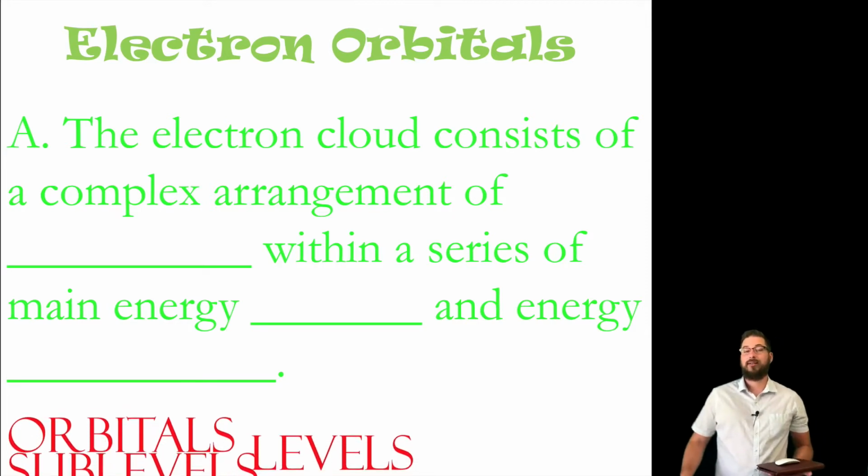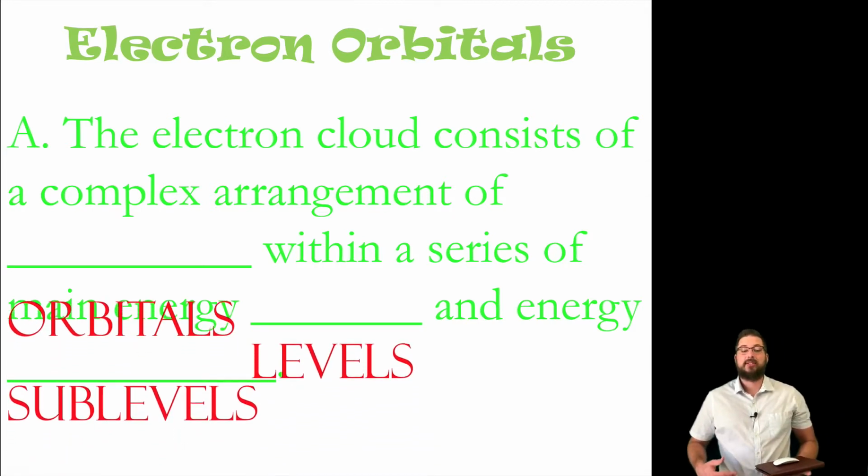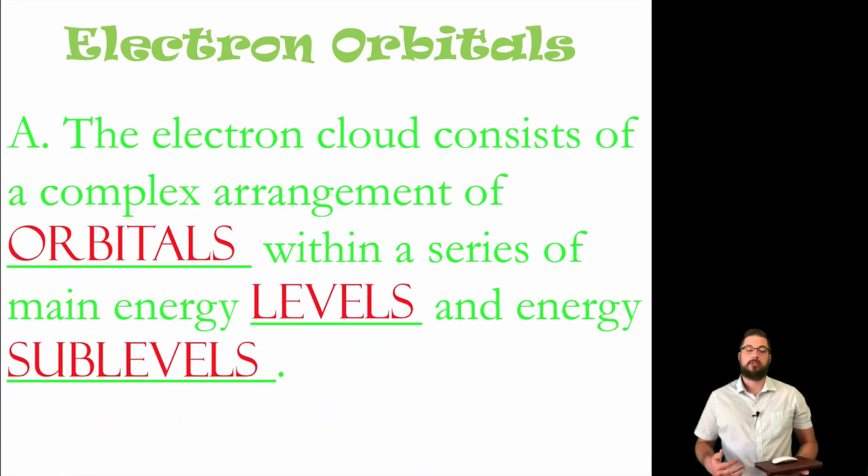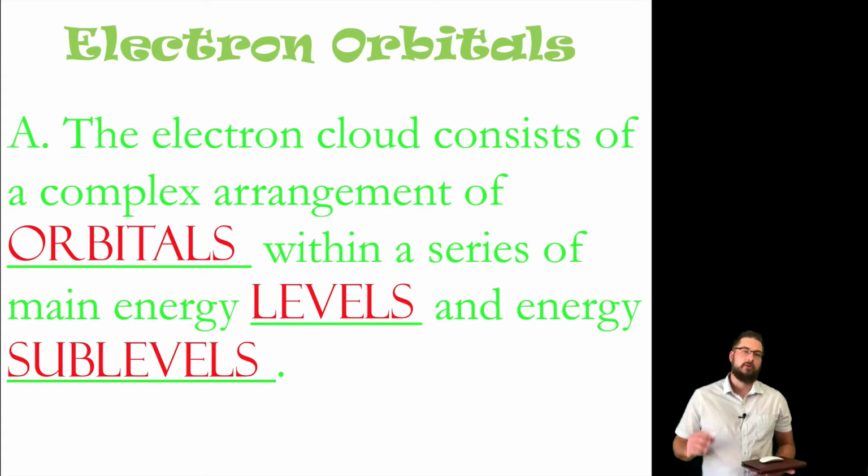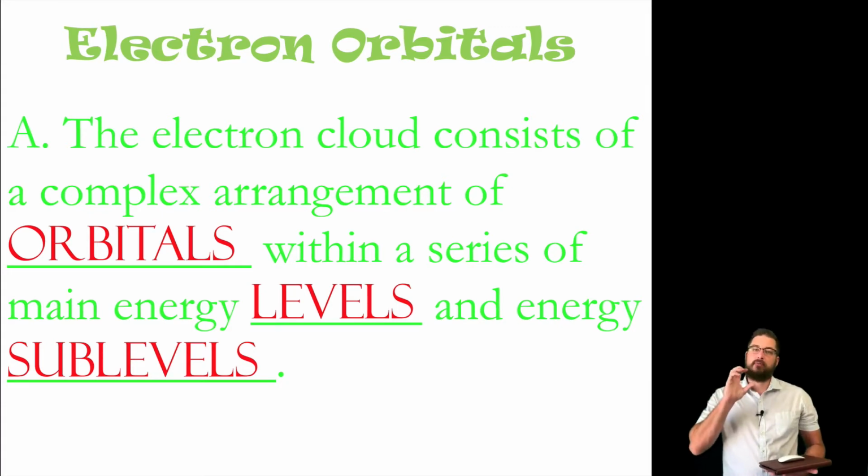Now, the electron cloud consists of a very complex arrangement of orbitals within a series of main energy levels and energy sublevels. Let's break this down a little bit. If you remember, there's specific energy levels that an electron can exist in. We have the first energy level, which can have 2 electrons, and the second energy level, which can have 8. Those are main energy levels.